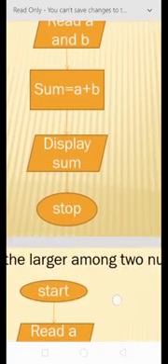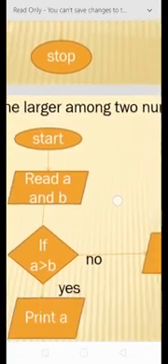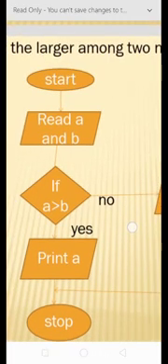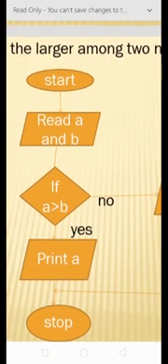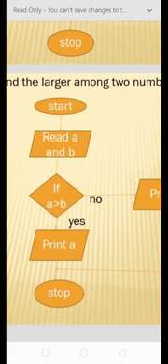Similarly, if we take one more example, if I want to find among two numbers which one is larger. Now what will we do? First we'll start the flowchart with the oval shaped box. Then we need two numbers to find which one is greater. So we'll read two numbers A and B.